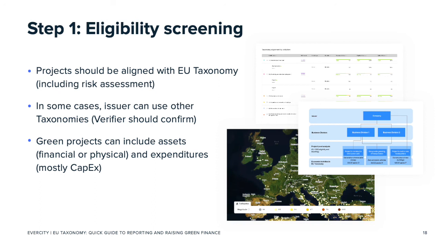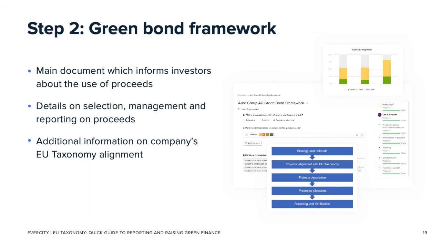So this is the first part. Then we have green bond framework. It contains, like I said, details on selection, management, and reporting on proceeds. And in case of EU Green Bond standard, it has to include additional information on companies' EU taxonomy alignment. So what we did is we developed a tool which helps preparing a green bond framework based on a set of very simple questions for a company.